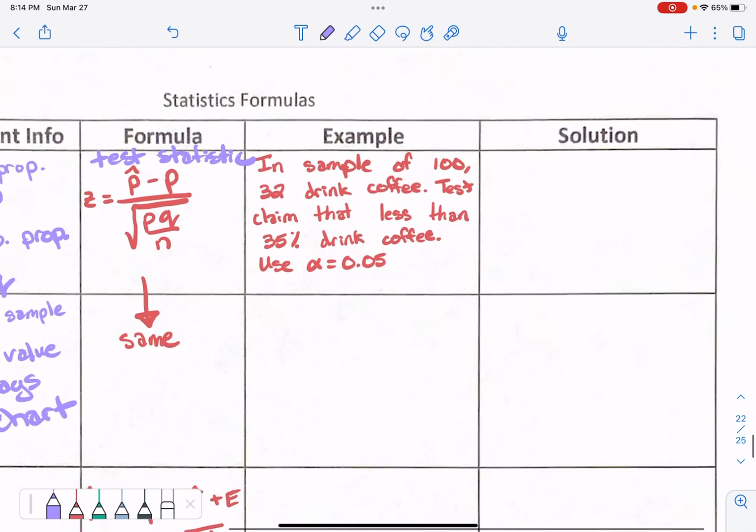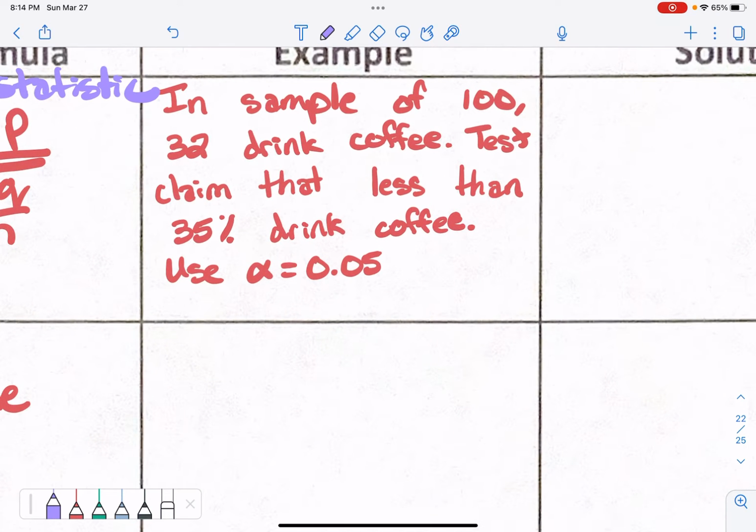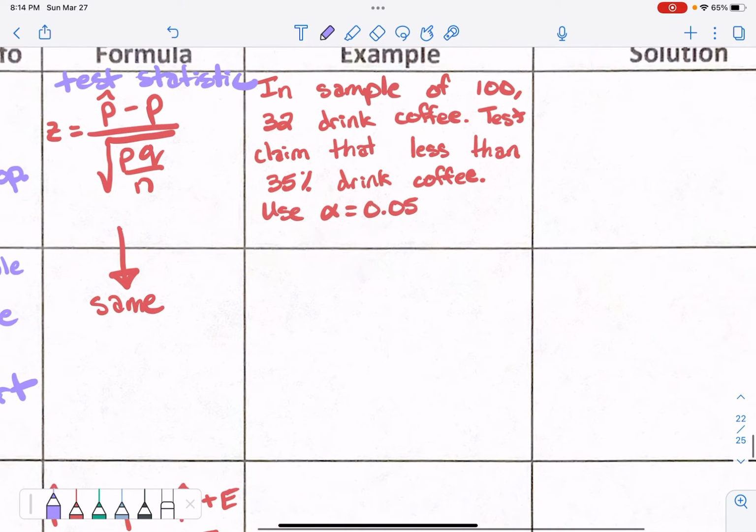All right, this is my example that I have given. In a sample of 100, so I'm going to start writing stuff down. I'm going to say N equals 100. I'm going to list it off to the side over here. 32 of them drink coffee.